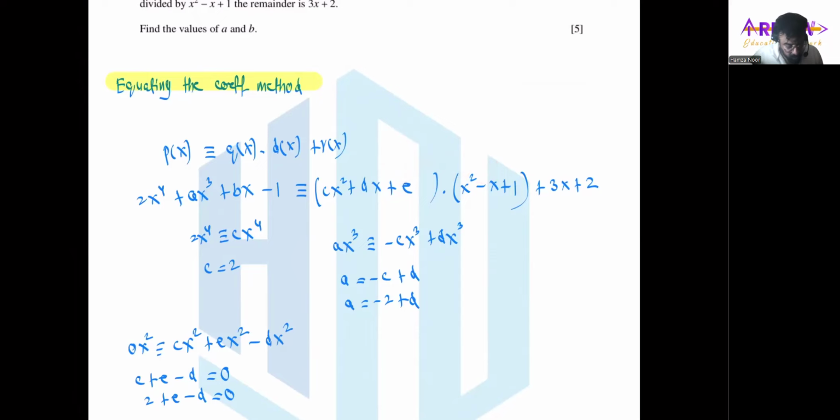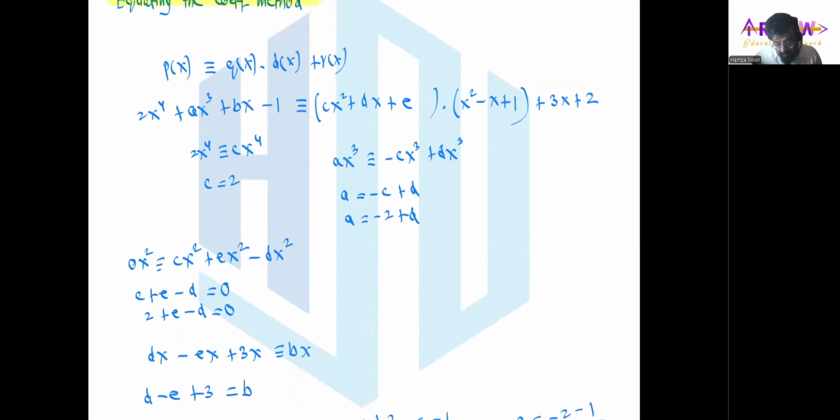Okay, and the same rule applies for each and every term as well. So cx square plus ex square minus dx square. All right, so comparing the coefficients, c plus e minus d is equal to 0. And as we have found the value of c, so 2 plus e minus d is equal to 0. Here we have obtained an equation in terms of e and d.